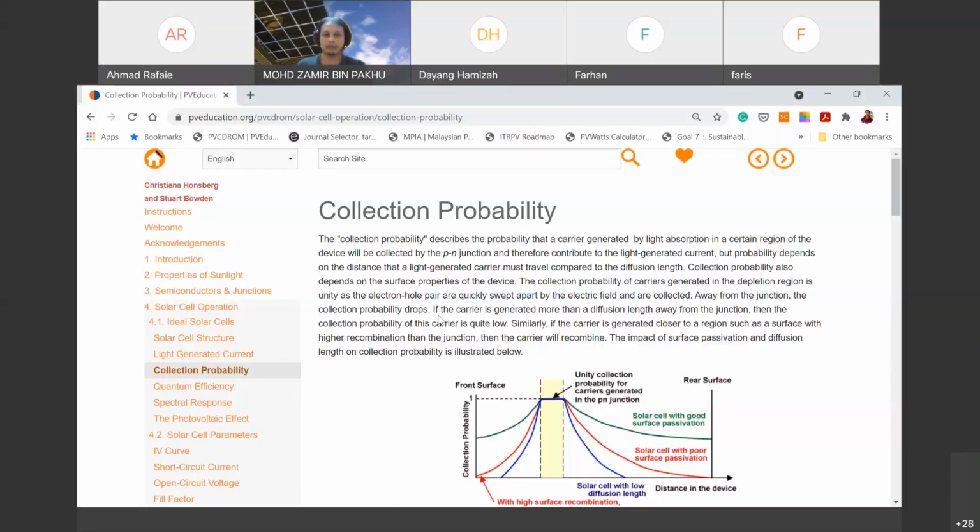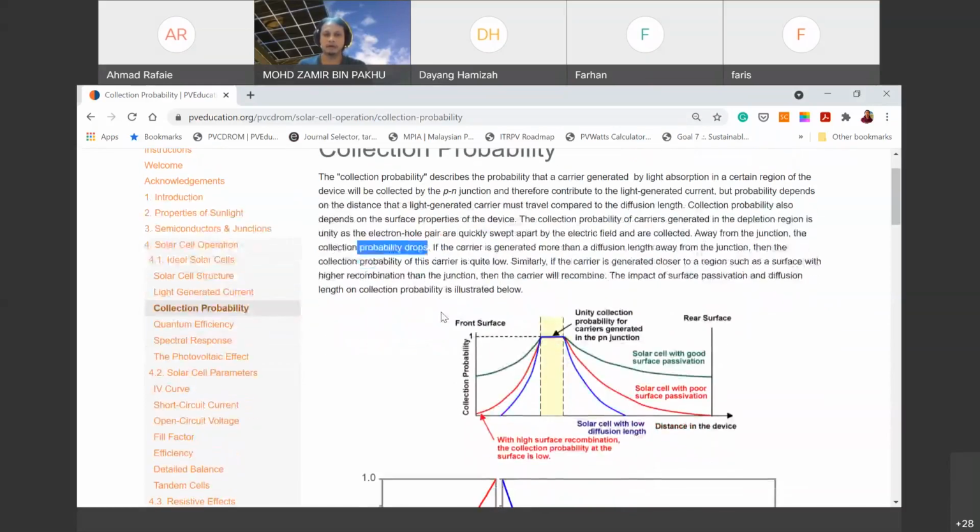Away from the junction, the collection probability drops. We discussed yesterday this exponential decay. If the carrier is generated more than a diffusion length away from the junction, then the collection probability of this carrier will be low. So that means if you want the carriers to be collected for sure, we need to make sure that the carriers are generated within a diffusion length of the PN junction region.